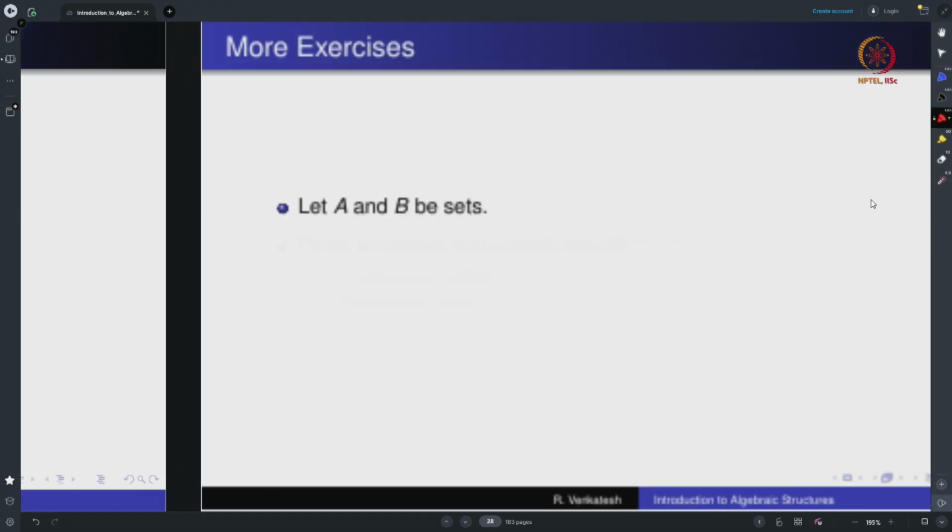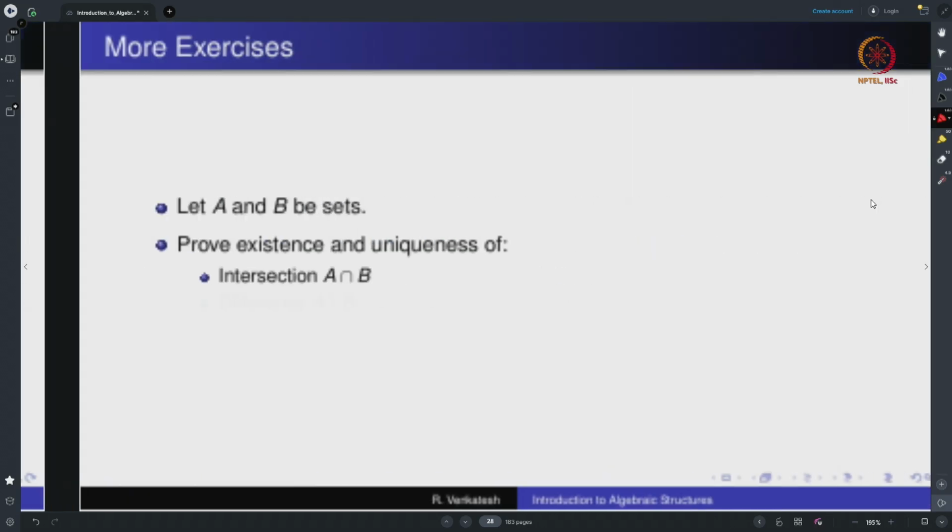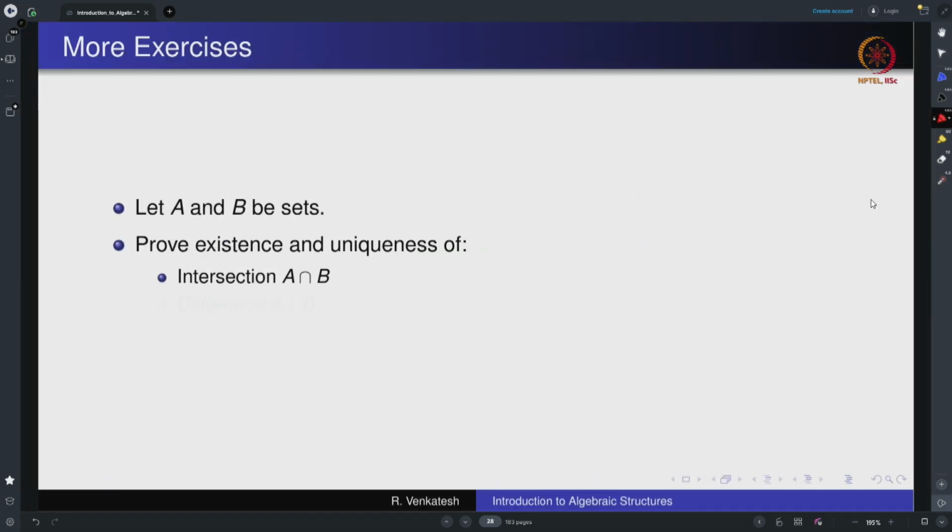Now, I will give some exercises. Take A and B to be two sets and then prove the existence and uniqueness of the intersection A intersection B and the difference A difference B. You can only use axioms 1 to 5 up to this point to prove this.